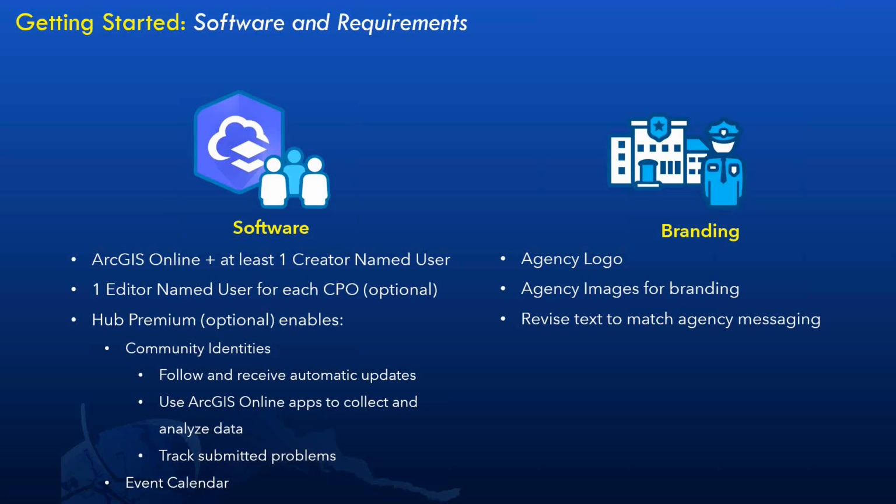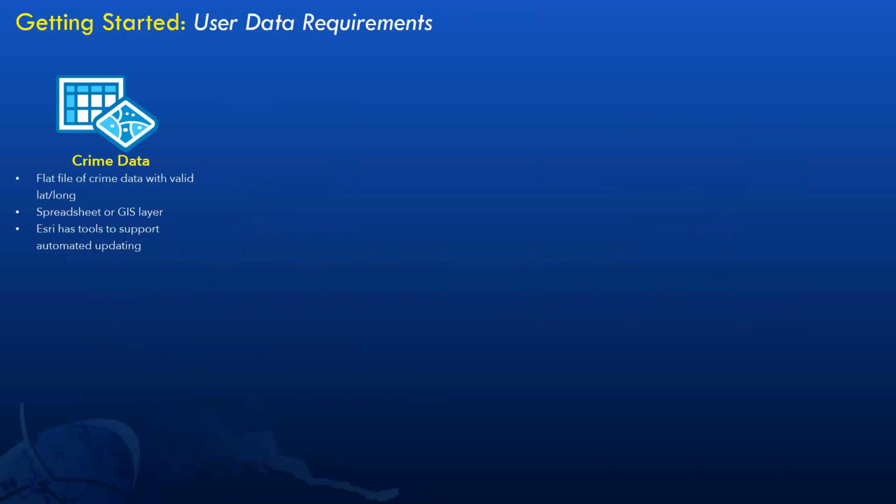The other thing that you're going to need to get started is branding. So a big part of this, since this is a public-facing site, is styling it to your particular agency needs. And that means your logo, images that reflect your agency and your officers, and text that gets revised to match agency messaging. So maybe working with your public information officer to be able to support that kind of work.